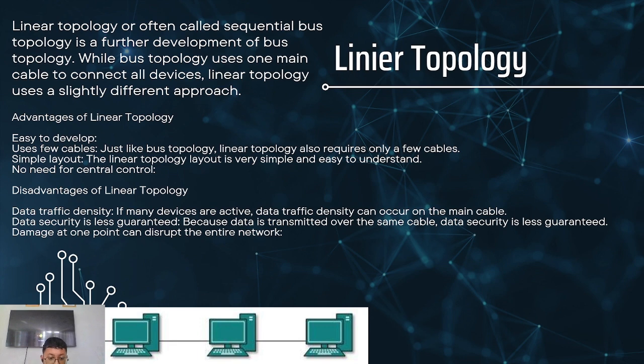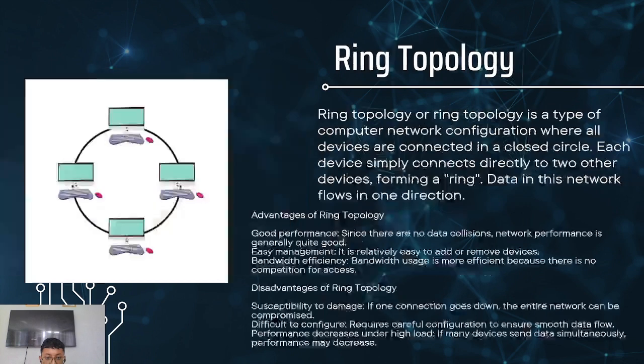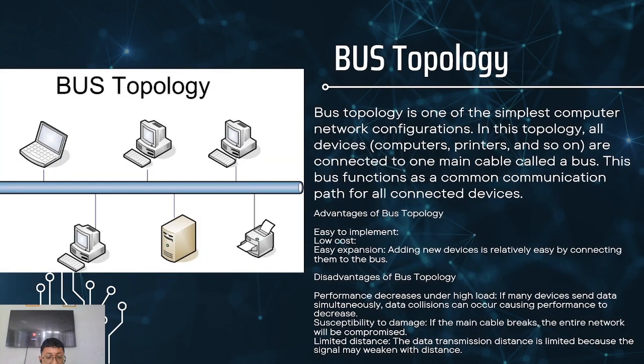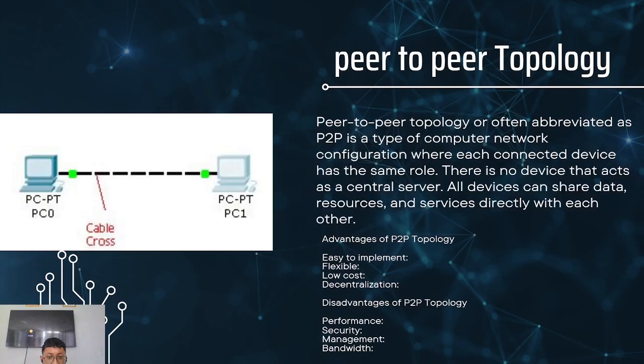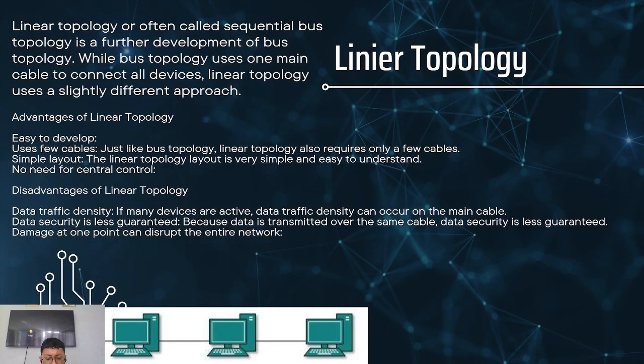Next is the linear topology, like the star topology. It is the same as bus topology, but the difference is that it connects only to a device, not like the bus topology. The cable is like this, so they have different cables, but the linear topology uses the same cable.